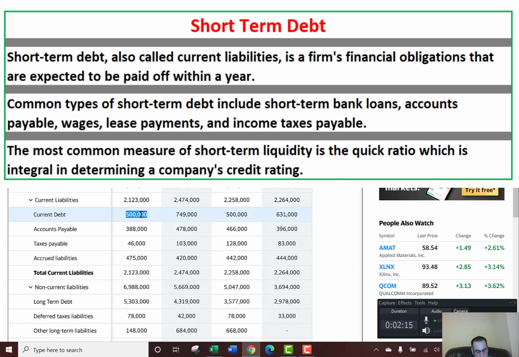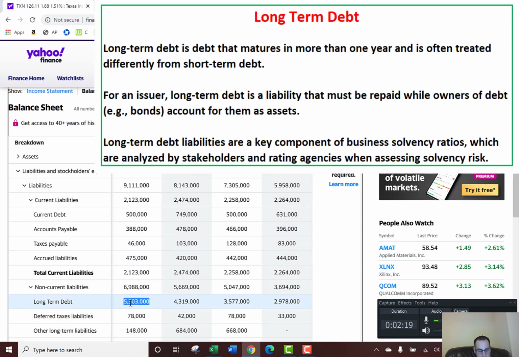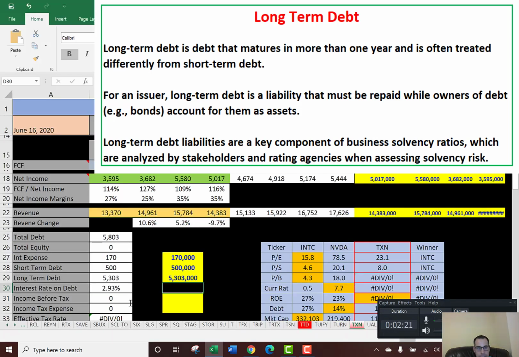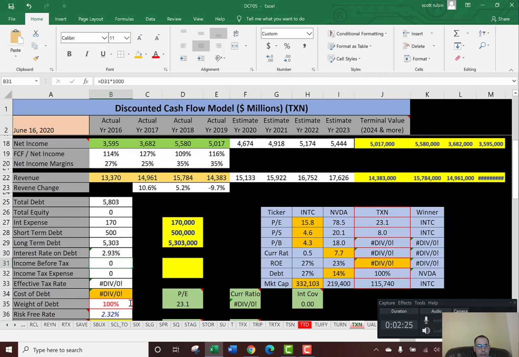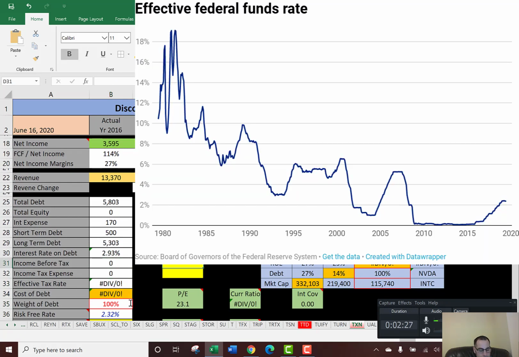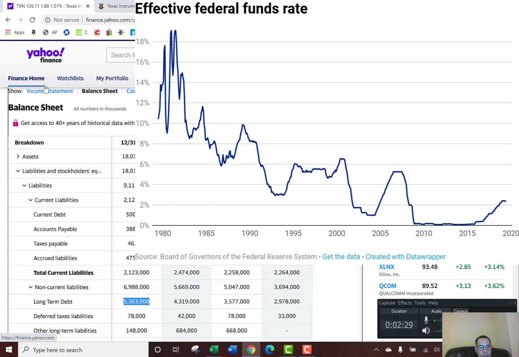So current debt is $500 million, and that's debt due within 12 months. Long-term debt is $5.3 billion. That's debt due after 12 months. And they pay a little less than 3% interest on the debt. But interest payments are tax deductible, so let's get their effective tax rate.